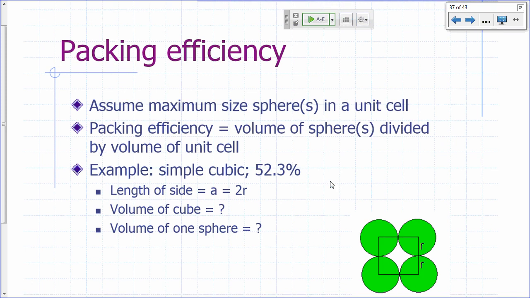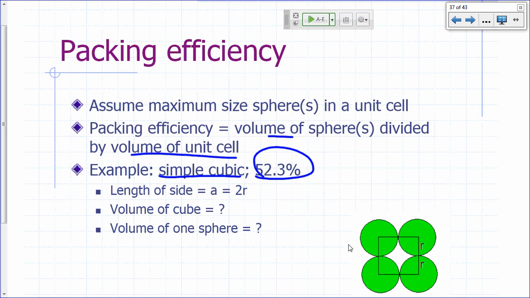Okay. Packing efficiency refers to the volume of the spheres divided by the volume of the unit cell. If you were to assume that each particle is a sphere of the maximum possible size that could fit in a cell, okay? So you assume you have a unit cell. Imagine you have the maximum possible size spheres that you can fit in that unit cell, and they're all equal size. What we call the packing efficiency is the amount of space that's occupied by these spheres divided by the actual volume of your unit cell, okay? So, and you'll find that for a simple cubic cell, the packing efficiency is 52.3%.